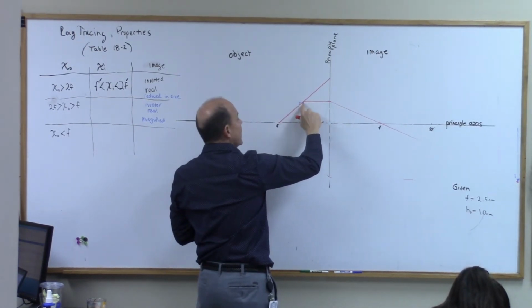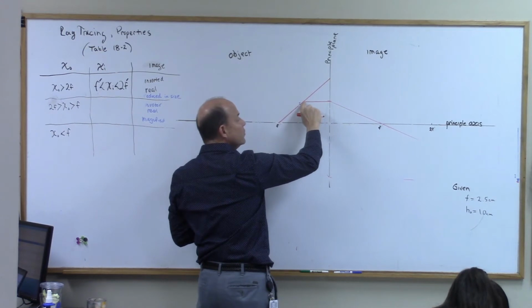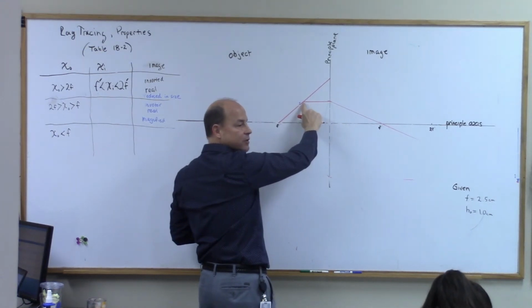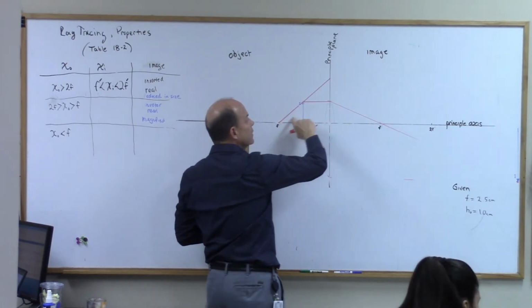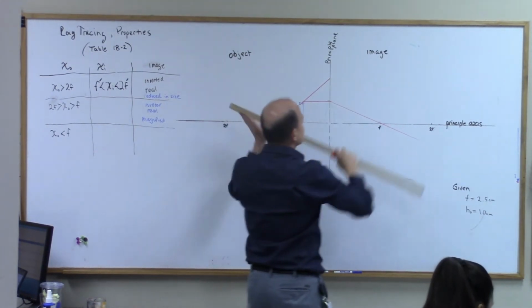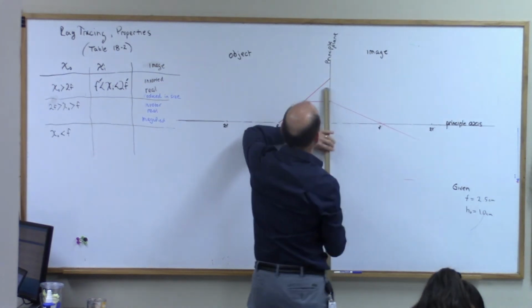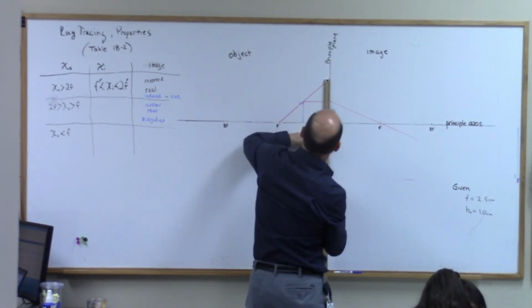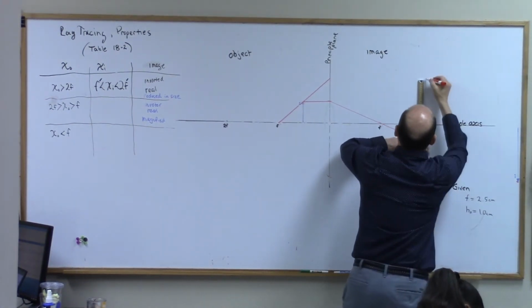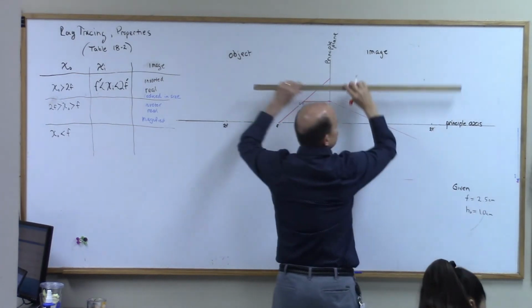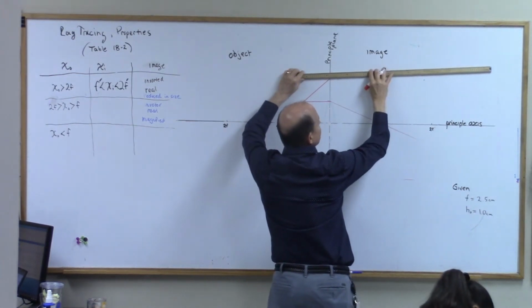So a ray of light coming from the tip of your object that appears to be coming from the focal length is going to be bent parallel to the principal axis. Okay, so it intersects up there. So I'm just doing a construction point over here so that I can get a parallel line.